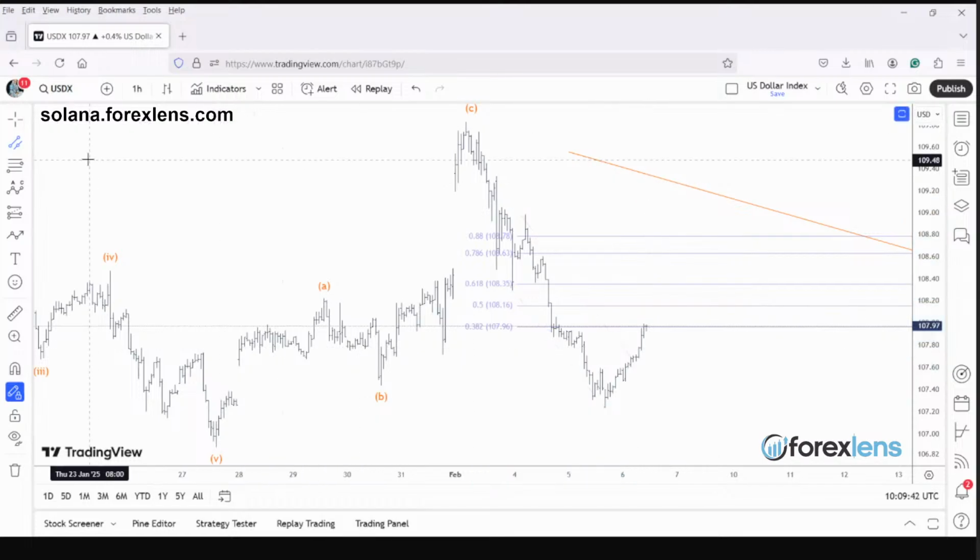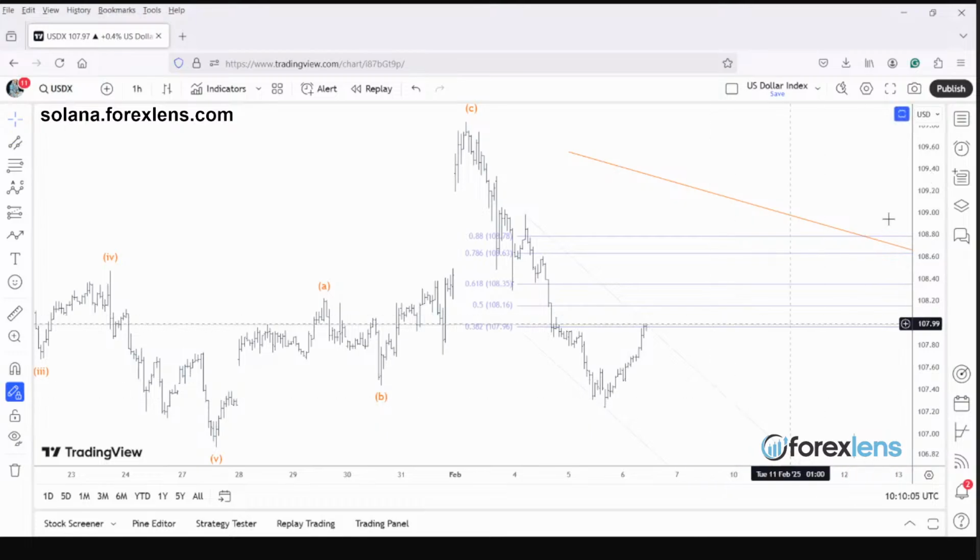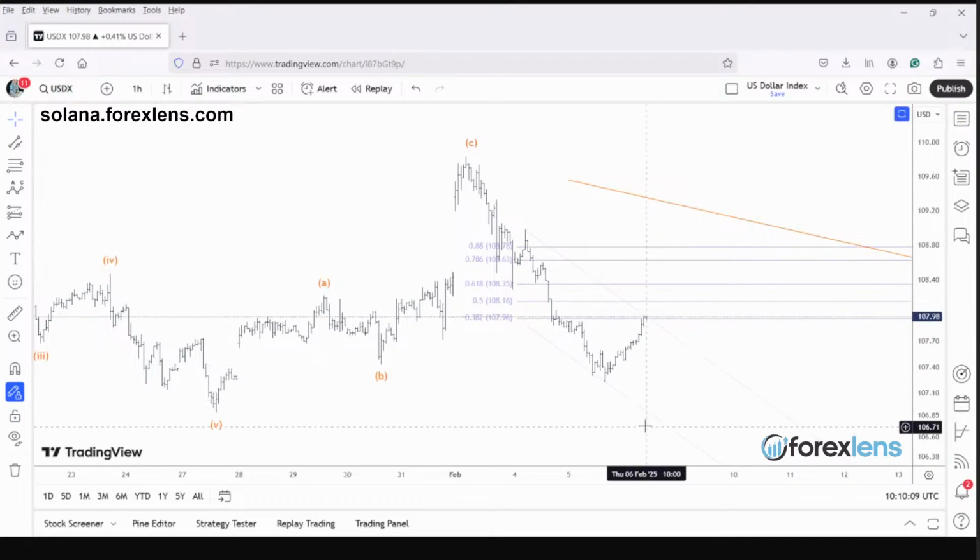In fact, if we want to project the wave 5, where it is going or where it should be going, another channeling technique. All right, so if this channel is being followed properly, the channel color is very light, so I don't know if you might be able to see it or not, but this is the channel.